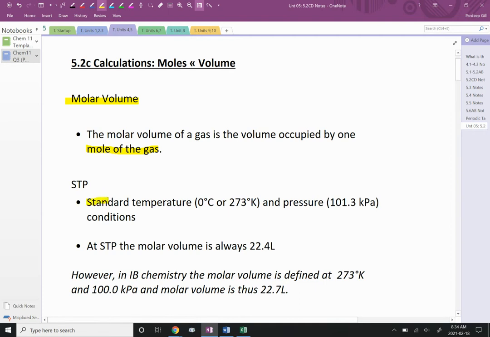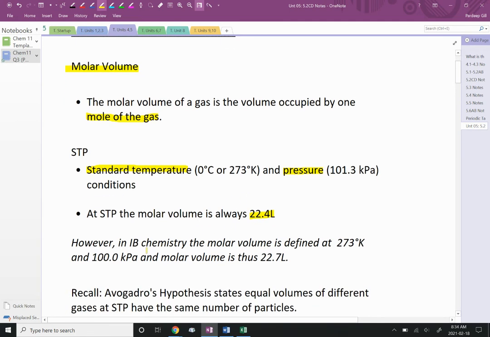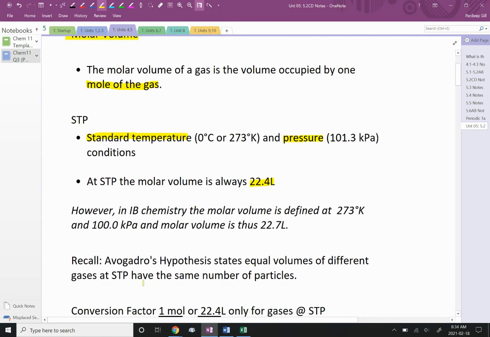At something called STP conditions, standard temperature and standard pressure, the molar volume is always 22.4 liters in 1 mole. So this is a new conversion factor. Now, some of you may notice in IB chemistry, the molar volume is defined at 22.7 liters because their standard temperature and pressure is a little bit different. Okay, so we're going to go with 22.4 liters.